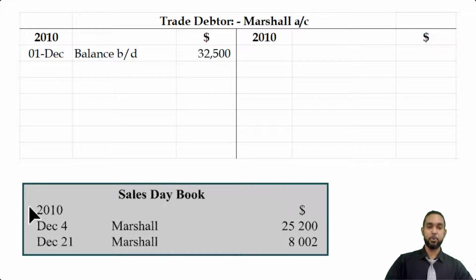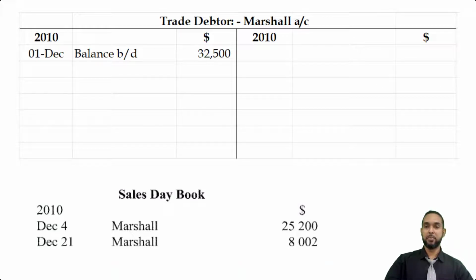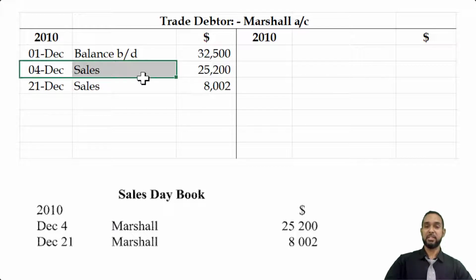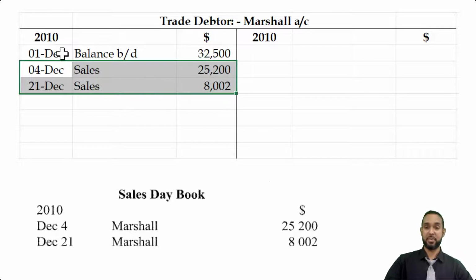We're going to scroll down and take a look at the sales daybook. The sales daybook shows that we made 2 credit sales to Marshall, which means Marshall will end up owing us more money because we're making more credit sales to Marshall on the 4th and the 21st. Now that will go on the debit side of Marshall's account because debits increase assets. And again, if we make more sales to Marshall, it means that Marshall is now owing us more money. So the asset is increasing and assets increase with debits.